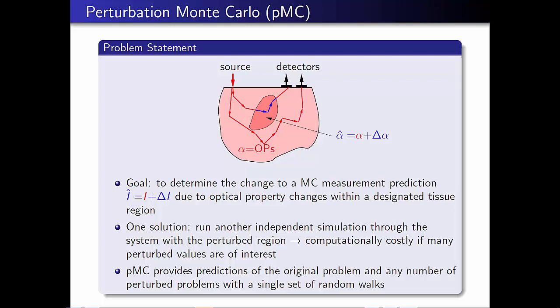So I'm going to shift gears and talk about perturbation Monte Carlo. This is a method that allows you to determine a change to whatever measurement you're interested in due to changes in the optical properties within the tissue.